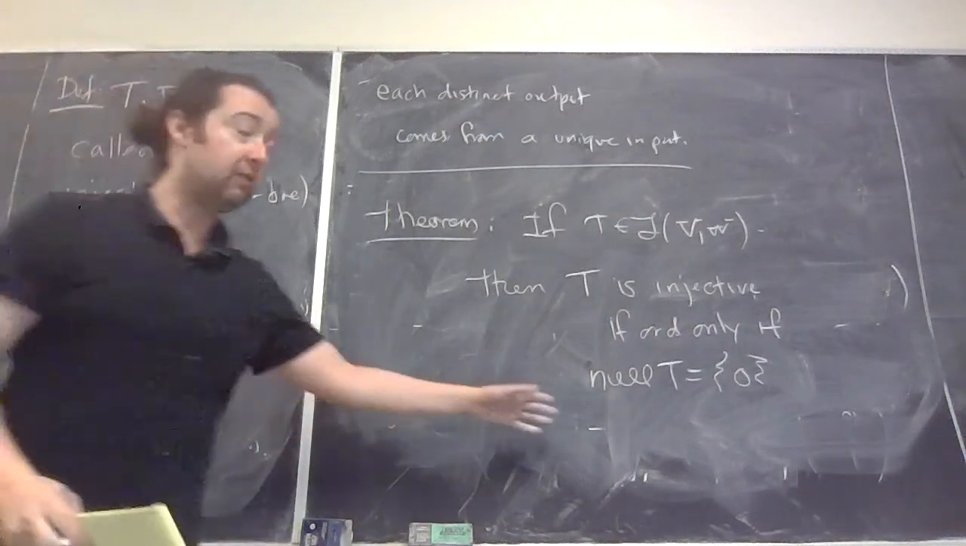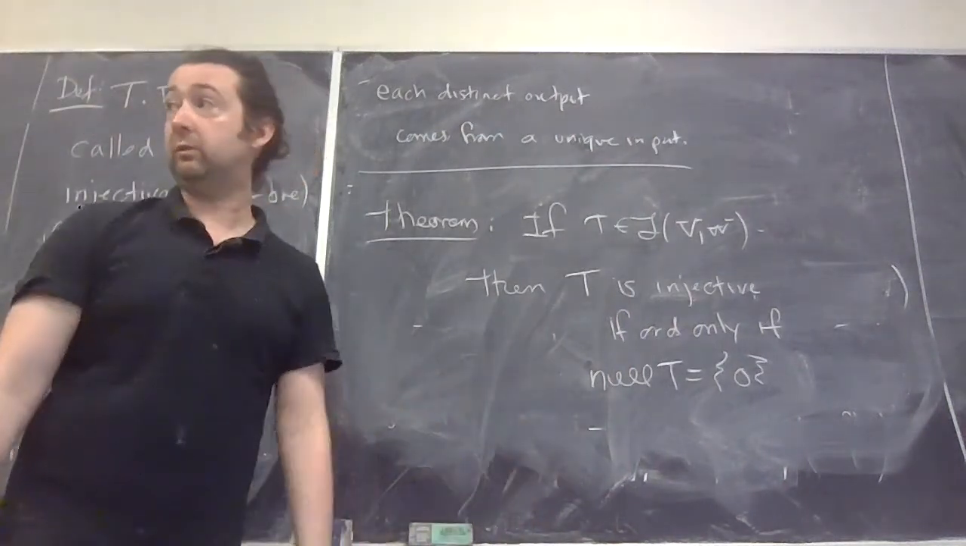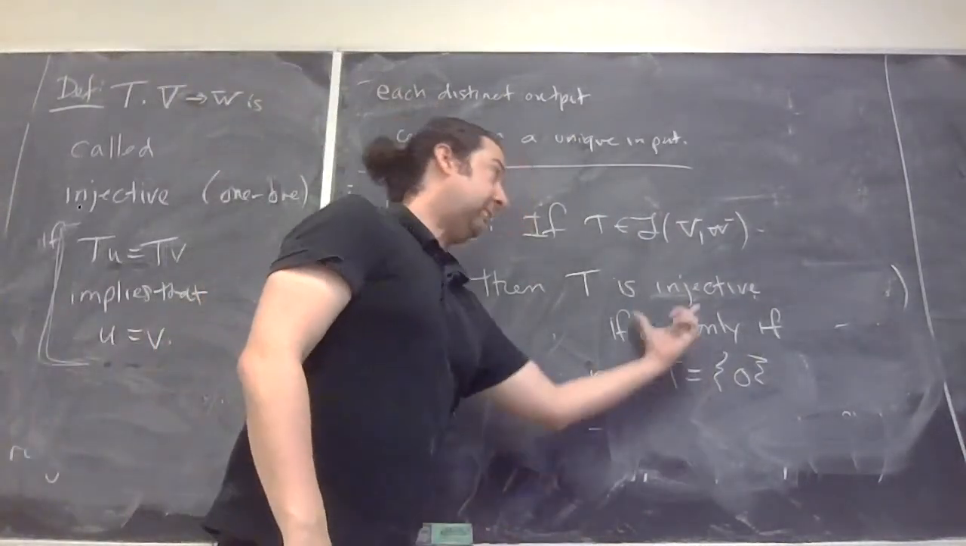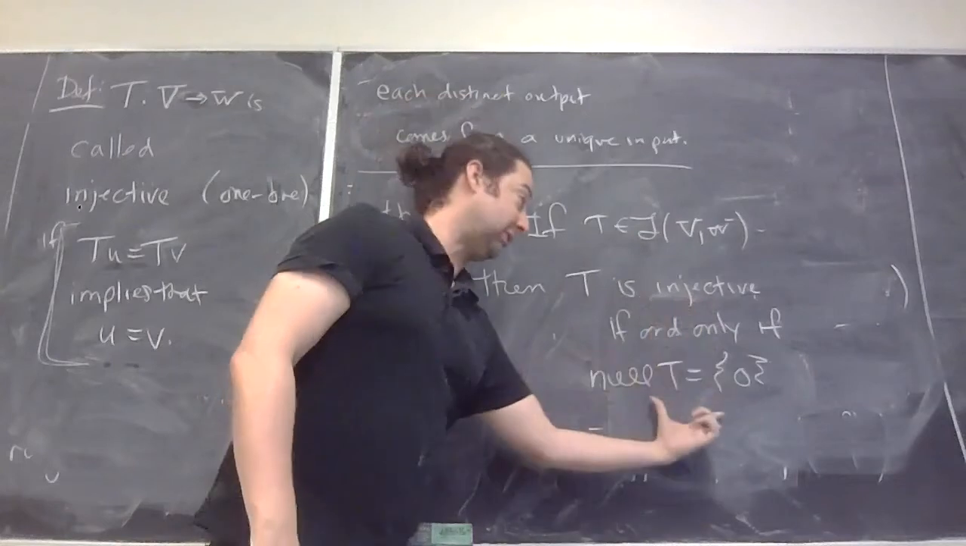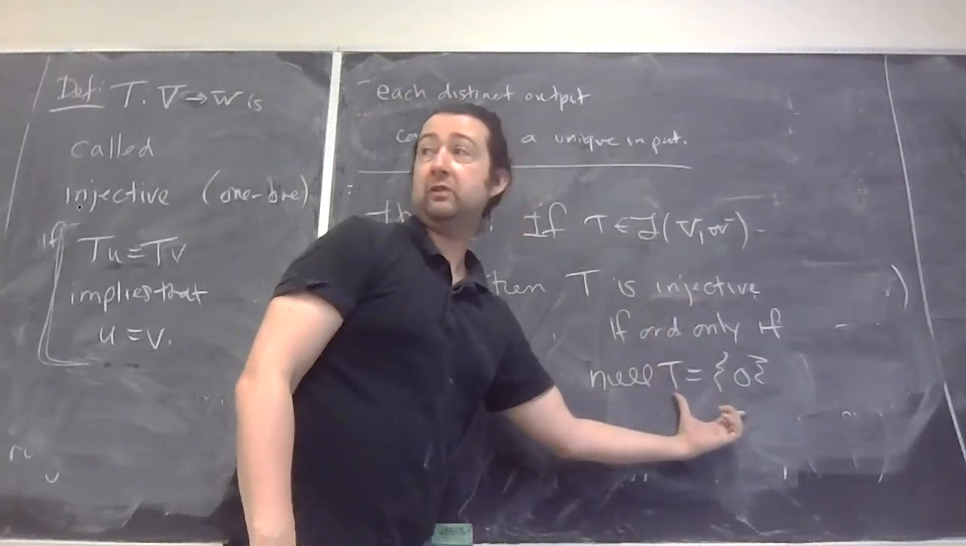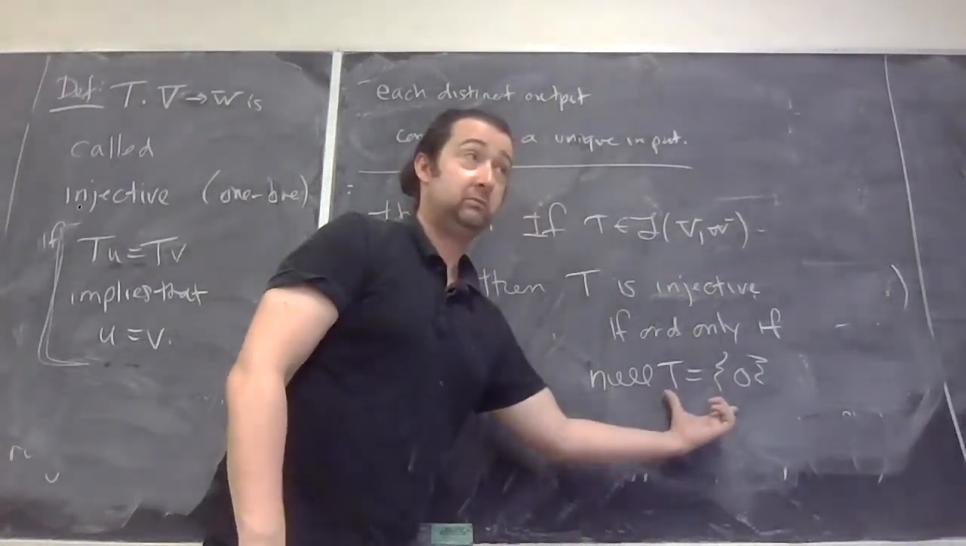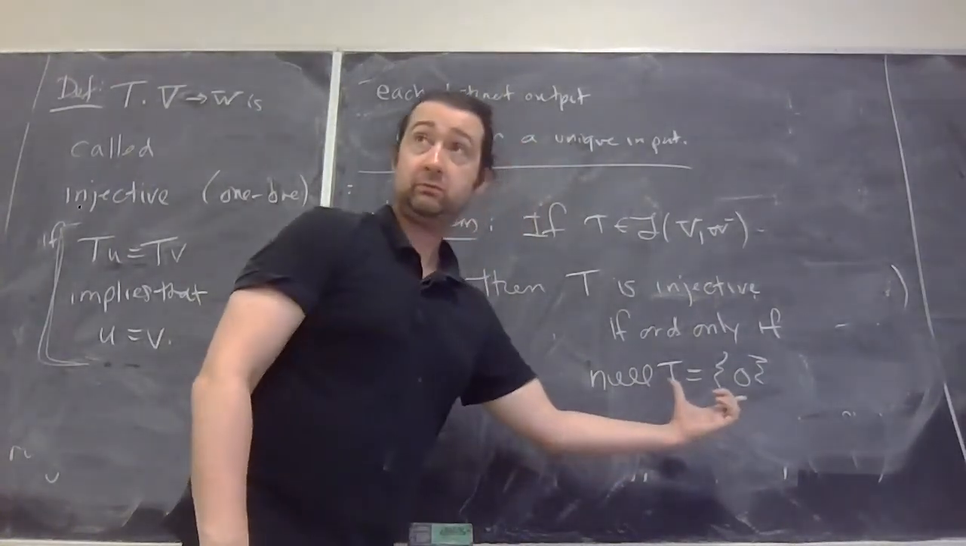So that completely characterizes when a function is one-to-one. One-to-one functions make outputs unique. This is essentially saying you just have to check that it's one-to-one if and only if it's one-to-one at 0. What do you mean by that?